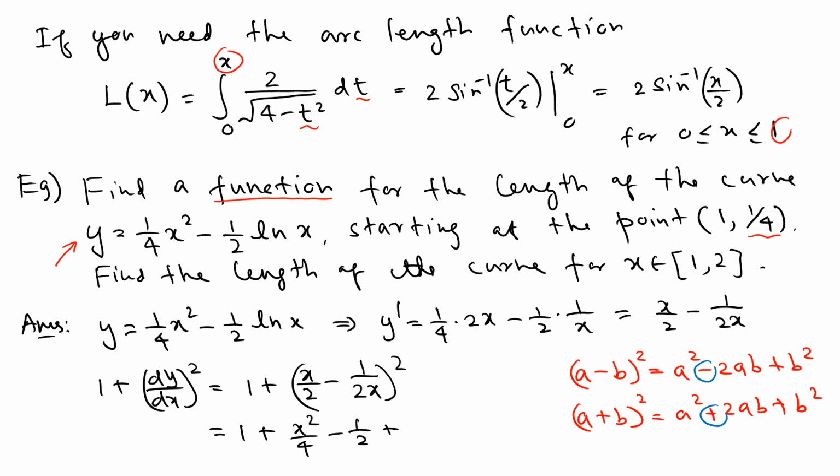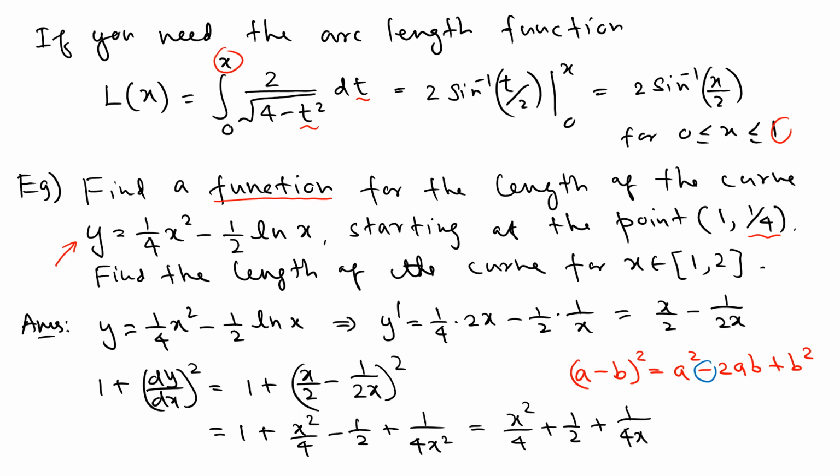When you square the last one, you get 1 over 4x squared. So I'm going to erase this one, so let's remove it. Now you can see the 1 and negative 1/2, you can simplify, you get x squared over 4 and positive 1/2 plus 1 over 4x squared.